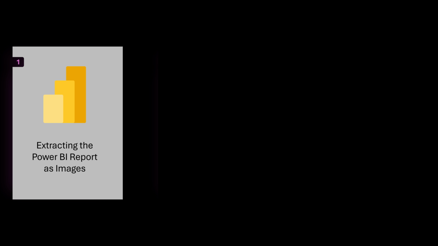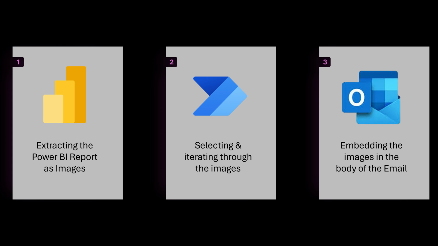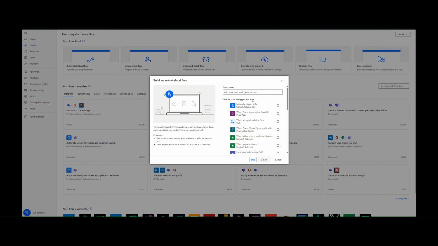First, we will export and extract the Power BI report as images into SharePoint. Next, we will choose which images we need. And finally, we will embed those images into an email. Let's get started. Open Power Automate and create a new instant flow.